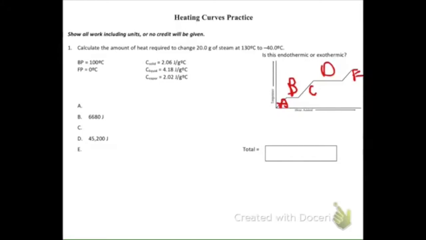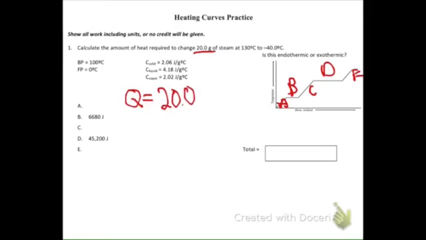Then what we want to do is figure out how much heat was involved at A. We're going to do Q equals MC delta T. Q is what we're looking for. M, the mass, is going to stay the same. It's always going to be 20. That's going to make it easy. We always have the same sample.